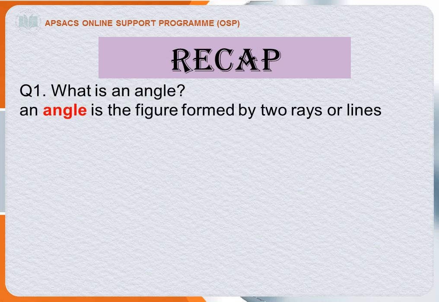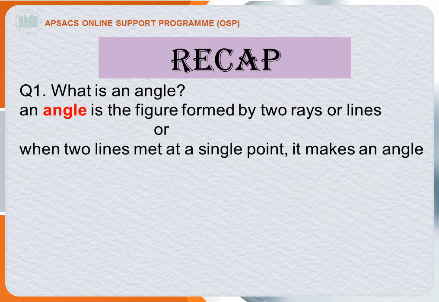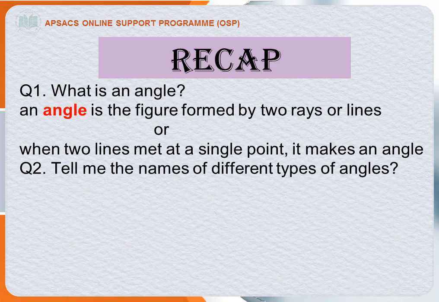Yes, an angle is the figure formed by two rays or lines. And you can also say that when two lines meet at a single point, it makes an angle. Clear? Now, tell me the names of different types of angles. Okay, this is the time for the recap of types of angles. So, start reading the types of angles with me.